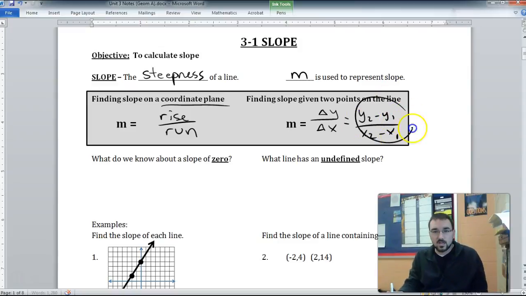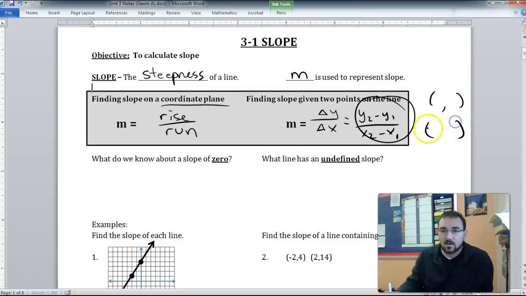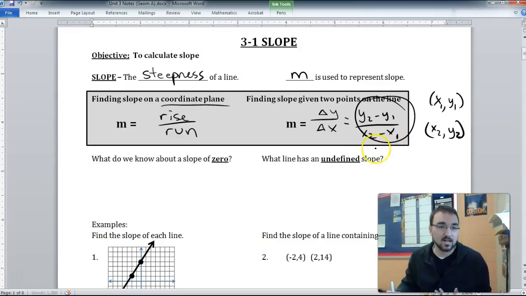This is one that you should be familiar with. We have 2 points on the coordinate plane. We have an x1, y1, and an x2, y2. If we're trying to find the slope between those two, we've got to find the difference in the y's and then the difference in the x's and divide. So we're finding that change, that relationship. It's always a fraction. Okay, what do we know about the slope of 0?